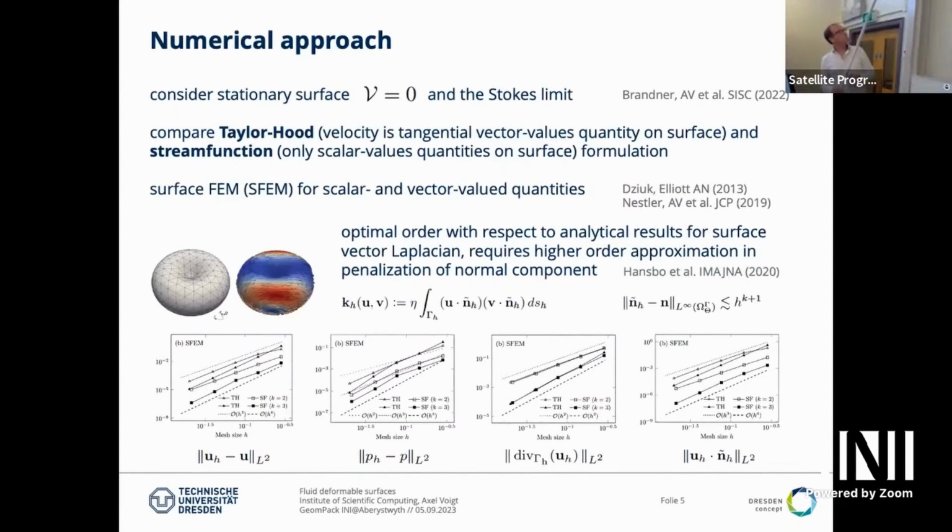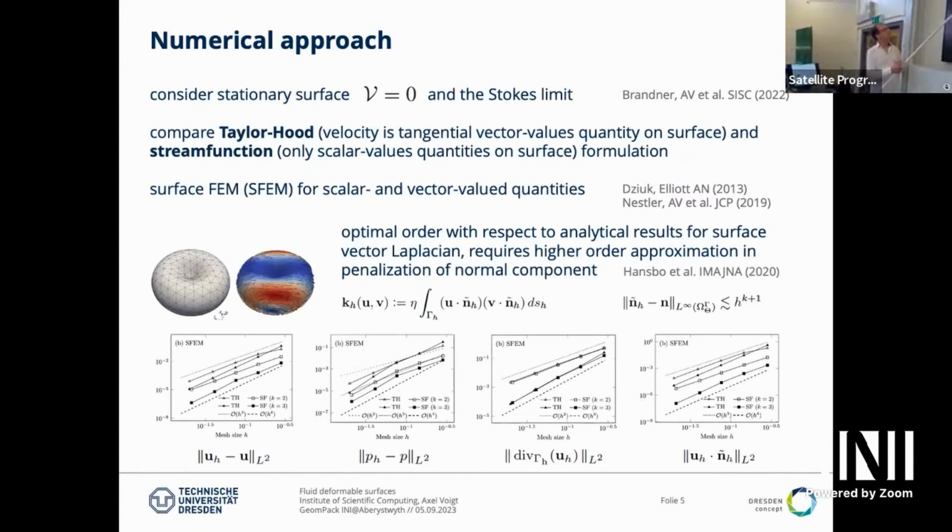Now some words on the numerics. So we start with, even this equation is maybe too complicated to do some analysis and some decent benchmarking. Let's further simplify it and say, well, it's just a stationary surface, so no normal velocity, and we also go to the Stokes limit. And then we can compare two established methods for solving vector valued PDEs on surfaces. So we use surface finite elements, and we also compare two methods.